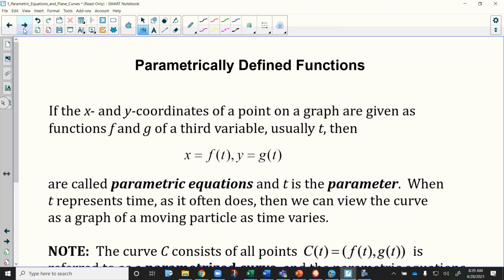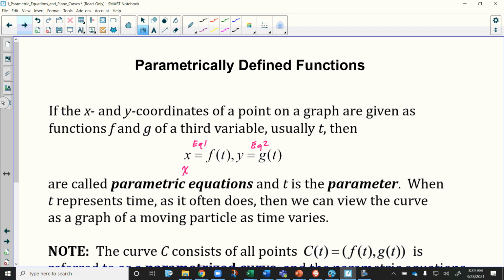Here, let's see, what are we looking at? If x and y coordinates of a point on a graph are given as functions of a third variable, t, then this is just essentially showing you how we're going to write our parametric equations. So this would be like equation 1, where x is equal to your function, and this is equation 2, where y is equal to a function. And they don't necessarily have to be the same thing. In fact, they really shouldn't be the same thing.